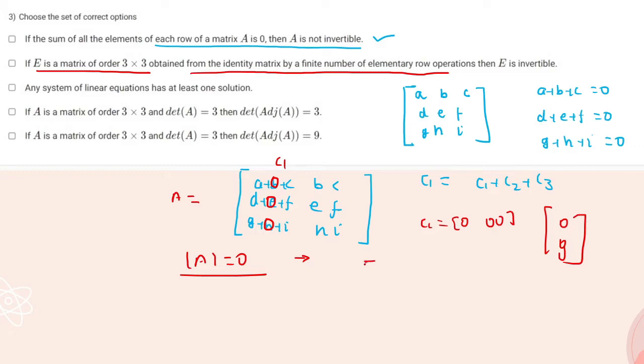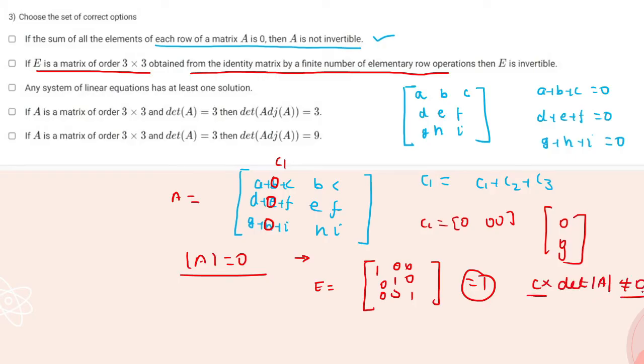So this is basically E, an identity matrix. Its determinant will be equal to 1. If you do any type of elementary row operation, then it will be multiplied by some constant times the determinant of A. So it will not be equal to 0, and that's why this is invertible.